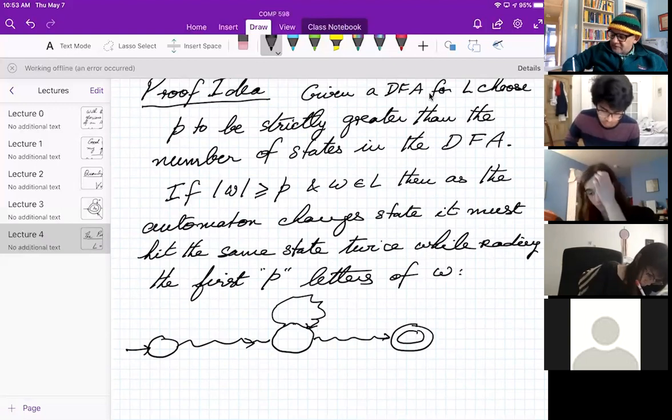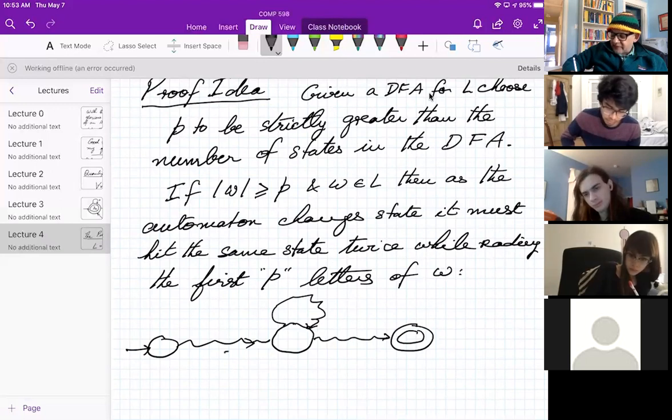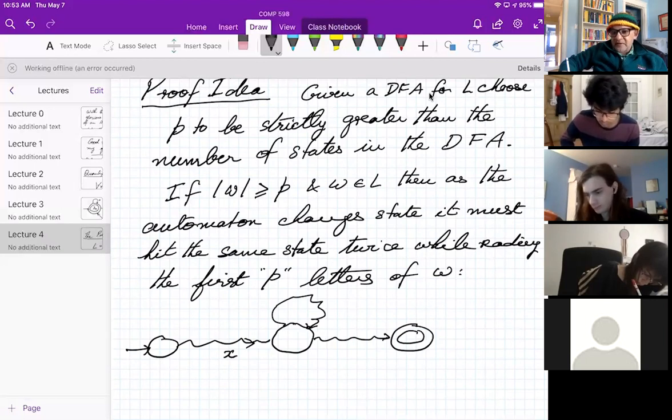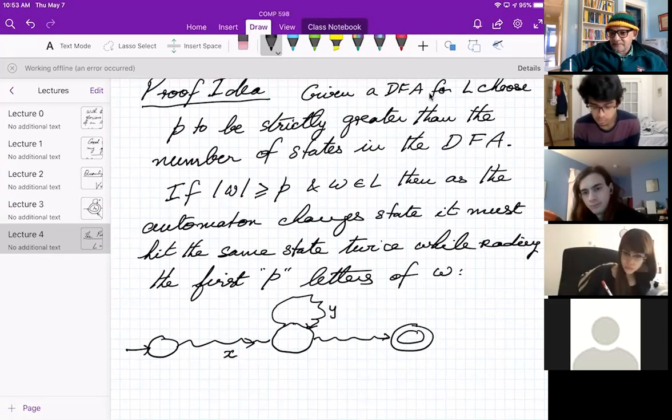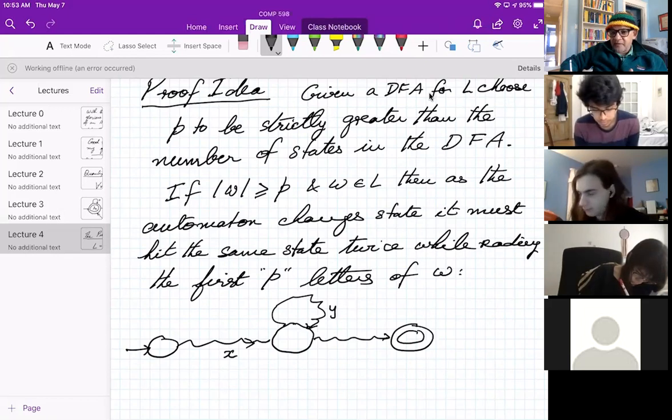So we'll call the portion of the string that gets you to that first repeated state the first time X. We'll call the piece that brings you back to that state Y. We know that this already happens before P because P is greater than the number of states in the machine. We know that the length of Y is strictly positive. It can't be zero because we otherwise wouldn't count as hitting the same state twice. And whatever's left, we'll call Z.